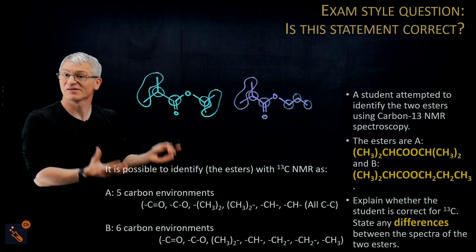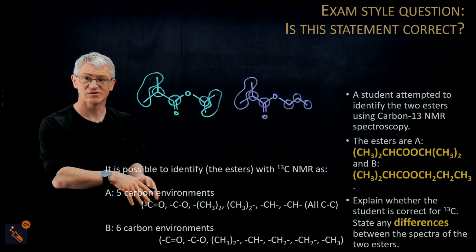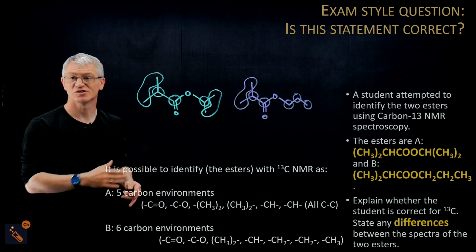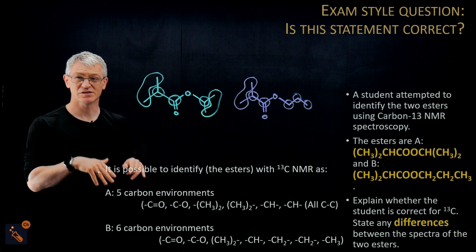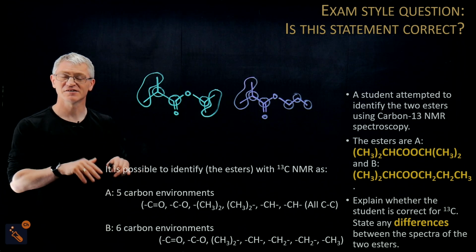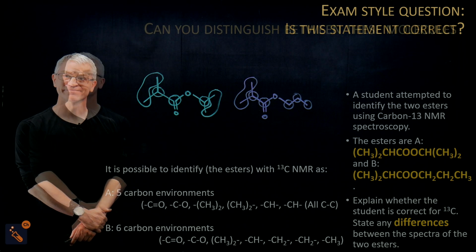So it's possible to identify the esters because of 5 and 6. Going into a bit more detail, you can stop the video here and look at the data sheet for these different groups and differentiate. But the main thing you can tell the difference is the 5 and the 6 carbon environment.